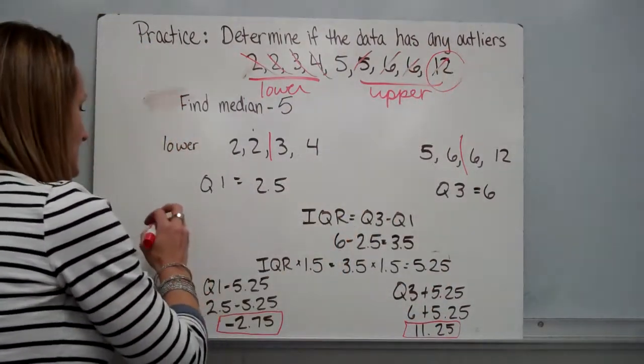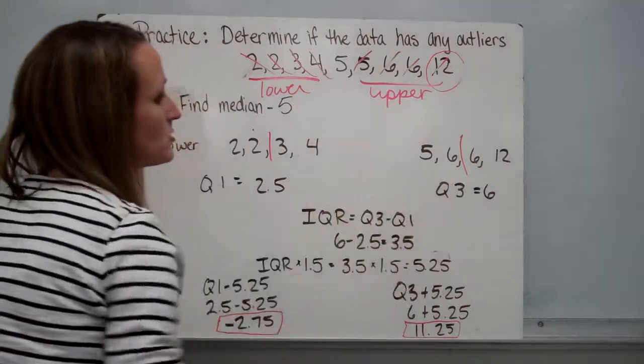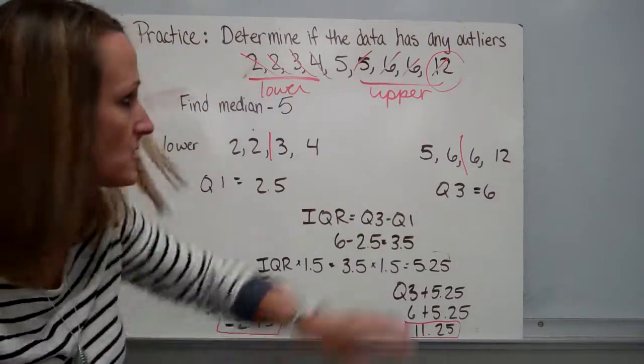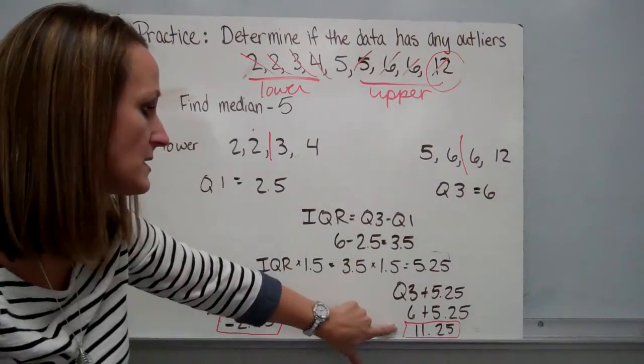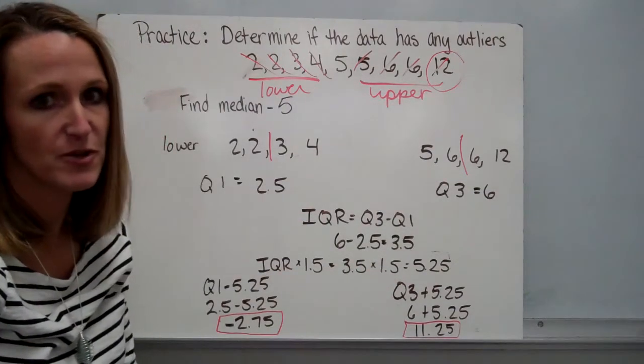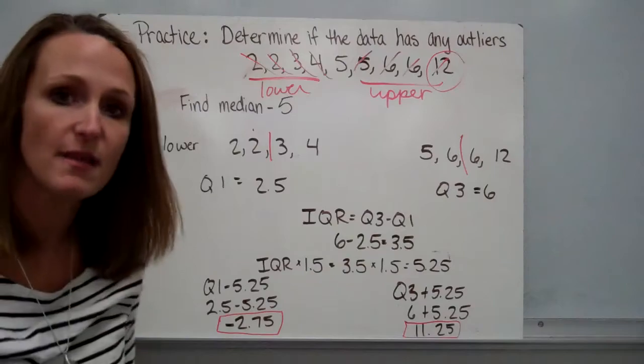So in this case, I did have an outlier. So do I have outliers? Yes. This 12 was an outlier because it is above my upper extreme. And that's box and whisker plots and outliers.